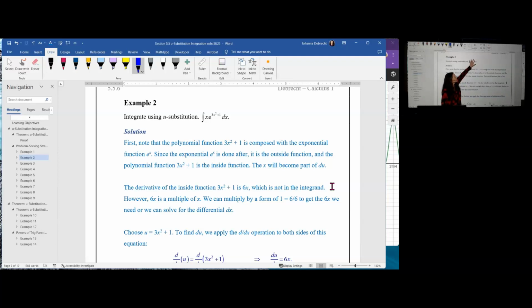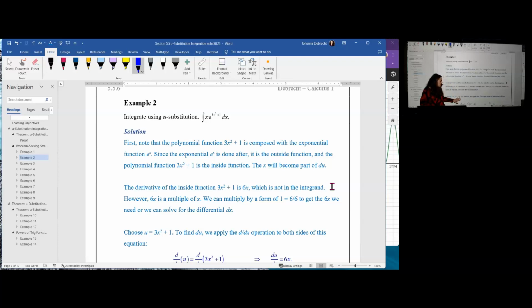When I'm looking at this, then, I will be able to replace the 3x squared plus 1 with u, and the x will become a part of the du. It is a part of the g prime of x dx. Let's now go ahead and look at a couple of different ways to proceed. It is possible to multiply by a form of 1, 6 divided by 6, to get the 6x you need. But again, it's not necessary to do that. The constant will work its way through algebraically.